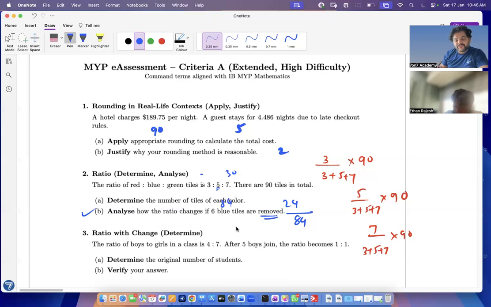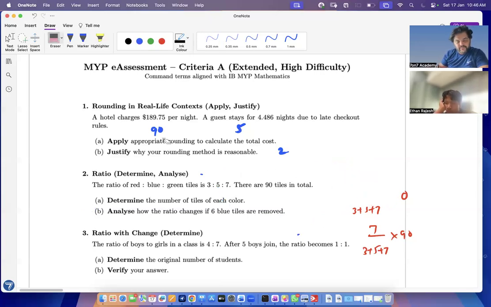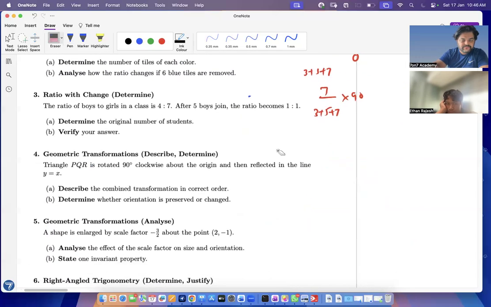Understand how to find out the ratio particularly? You multiply by 100 on it, no? 24 of 84 into 100 would give the ratio. Understand? Okay, so this you understand. Okay, third.